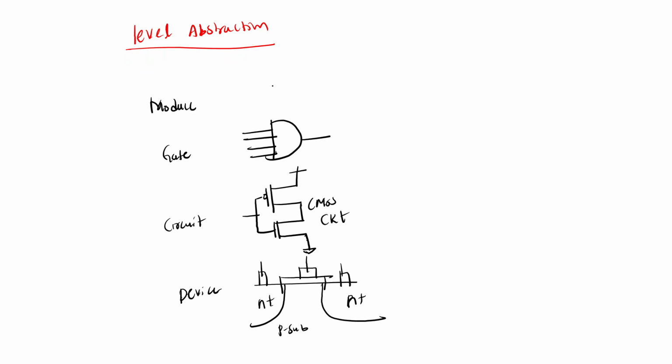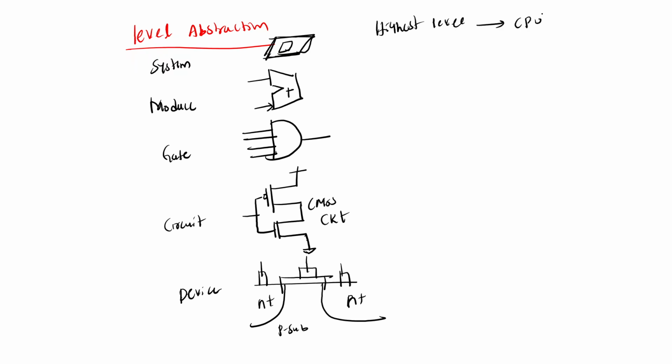Next is the module. Module means, for example, an adder circuit, combinational and sequential circuits. We call these modules. Next you have the system. System means you have a processor, an IC chip that consists of all these modules. The highest level is the system, like the CPU or processor.